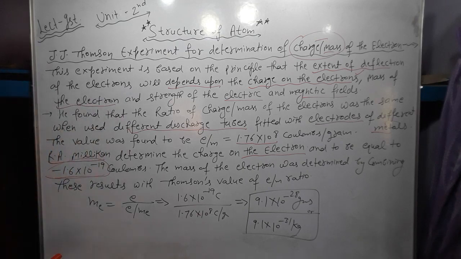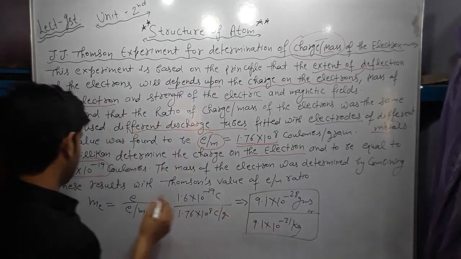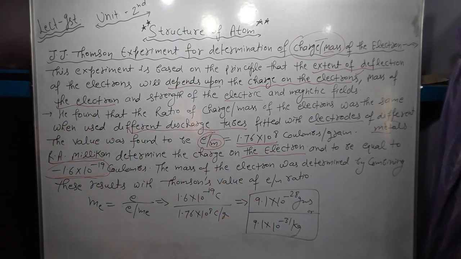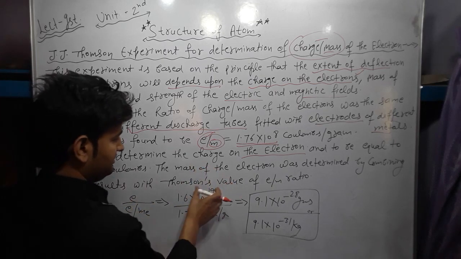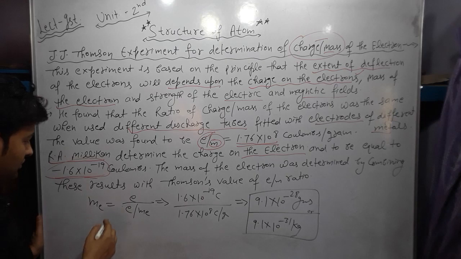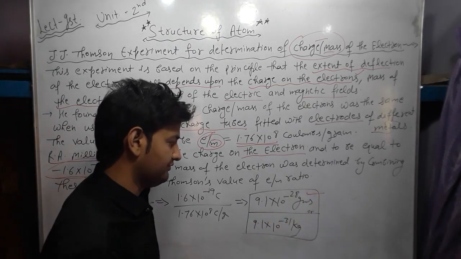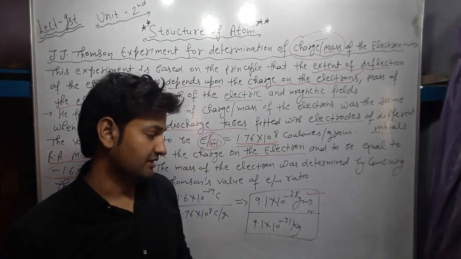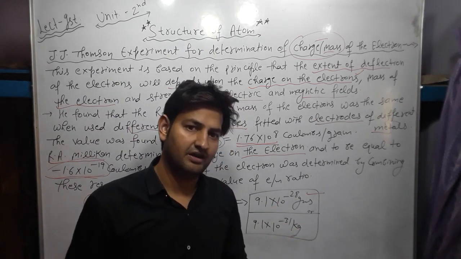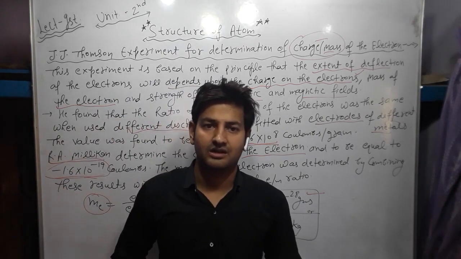The mass of the electron was determined. Here is the e by m ratio and this is our charge. Charge means e, so we can calculate m easily. So R.M. Millikan combined these results, Thomson's results and this ratio. He calculated the mass of the electron, which came out to be 9.1 × 10^-28 gram, or it can be converted into kilogram by multiplying by 10^-3. So it is 9.1 × 10^-31 kilogram.